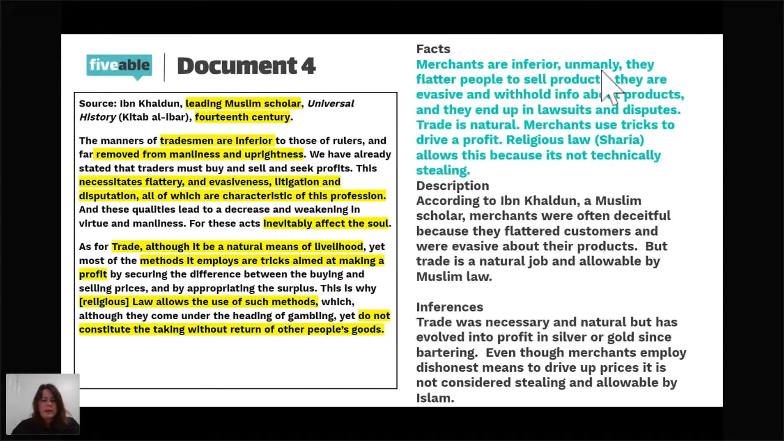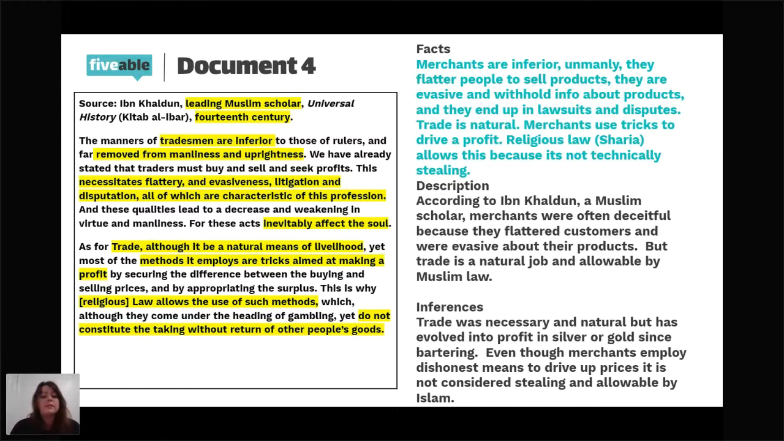Okay, let's see. I highlighted a lot here. Okay, so let's read through the document and highlight and look at our facts. The manners of tradesmen are inferior to those of rulers and far removed from manliness and uprightness. Oh my gosh, do they not like merchants? Okay, tradesmen are inferior and they're not manly or upright. Okay, I actually thought Islam was going to be in favor of merchants, but let's keep reading. We have already stated that traders must buy and sell and seek profits.